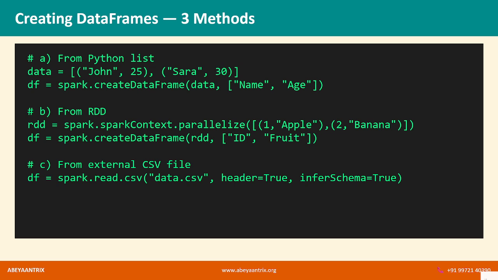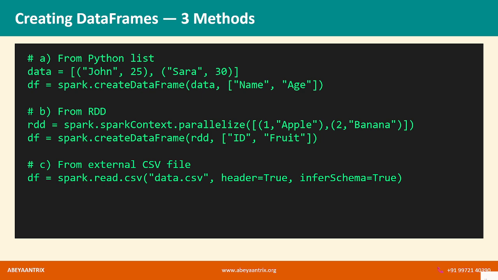Okay. Next what you are doing, spark dot create data frame. Here also you are using the same function, create data frame only. But the parameters what you are passing is, here you are passing RDD along with the ID and fruit. So there you had name and age, here you are having ID and fruit. Okay, the function what you are using is same. Okay, either from Python list or from the RDD.